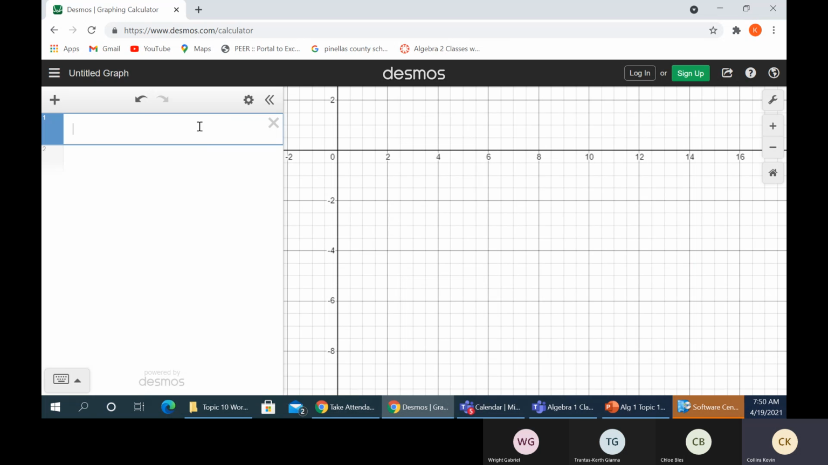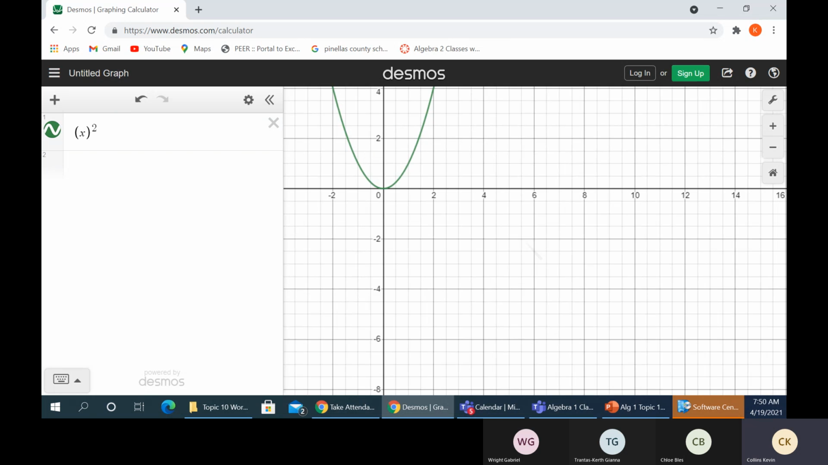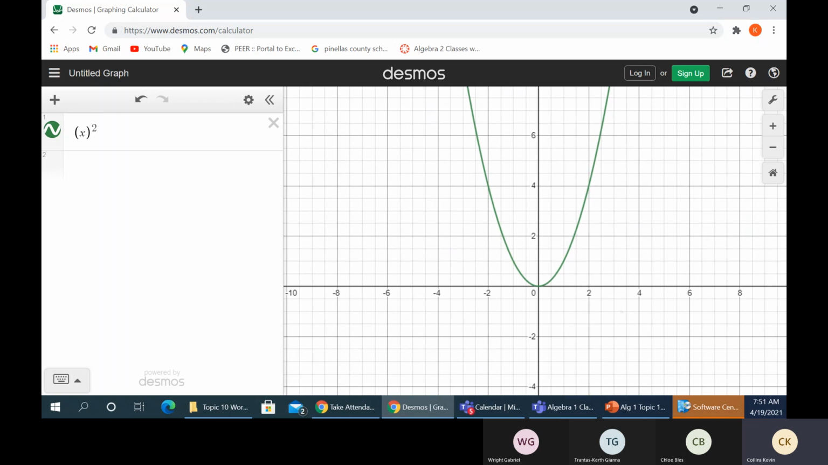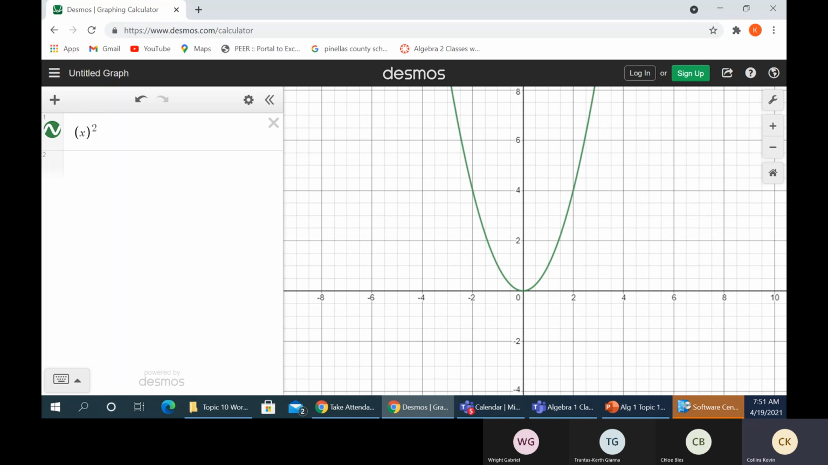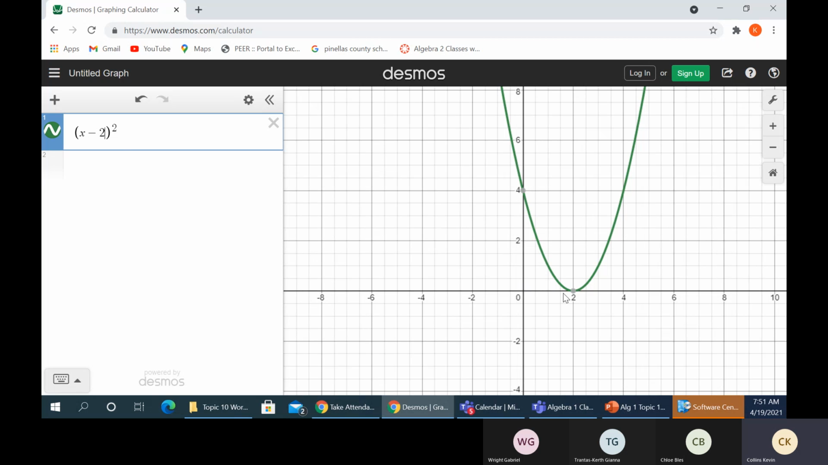I'm going to put parentheses around this, and you'll see why in a second. Let's start with what we normally get. So we're going to do x squared. Let's move him back down here so we can see what's going on. So that's x squared. Now watch what happens when I put in this negative 2 inside the parentheses. The thing just moved over from 0, 0 to 2, 0. So it moved to the right.